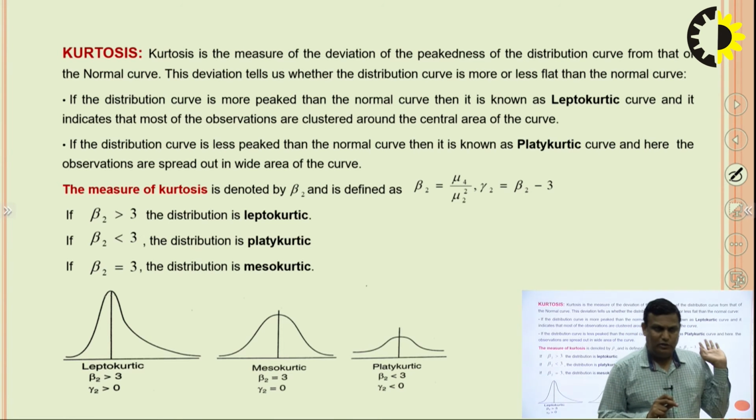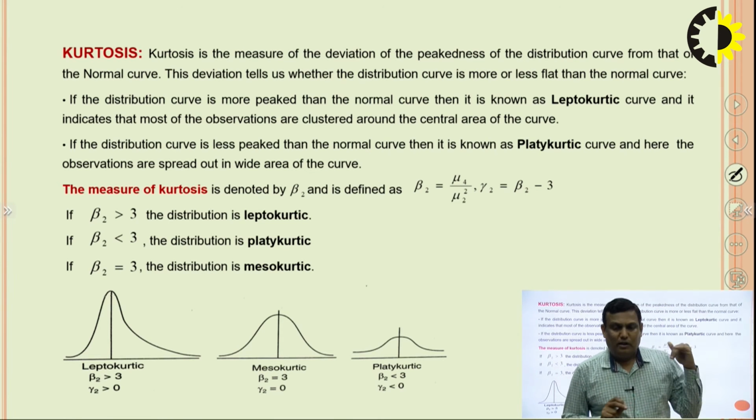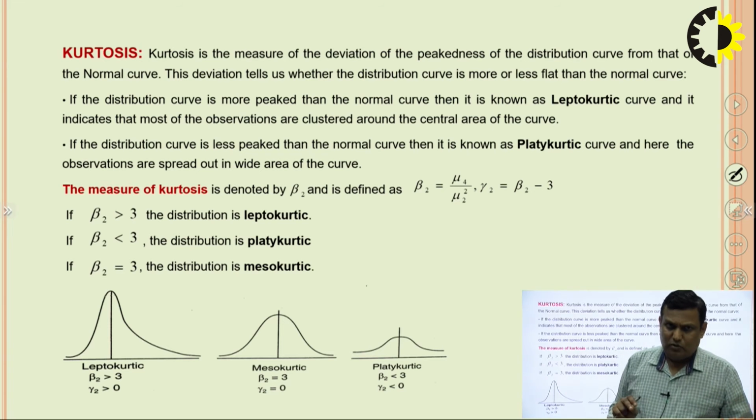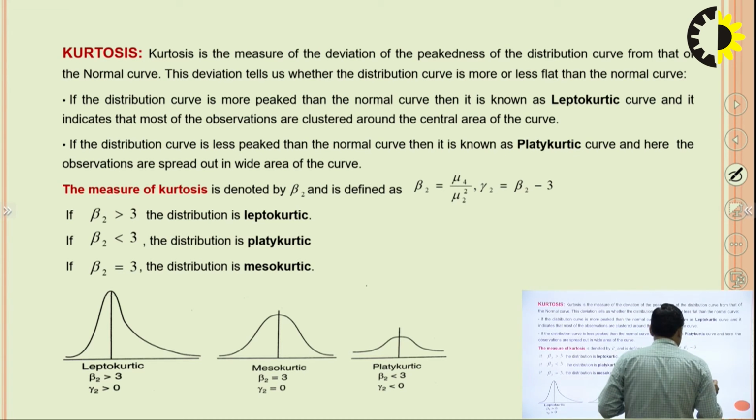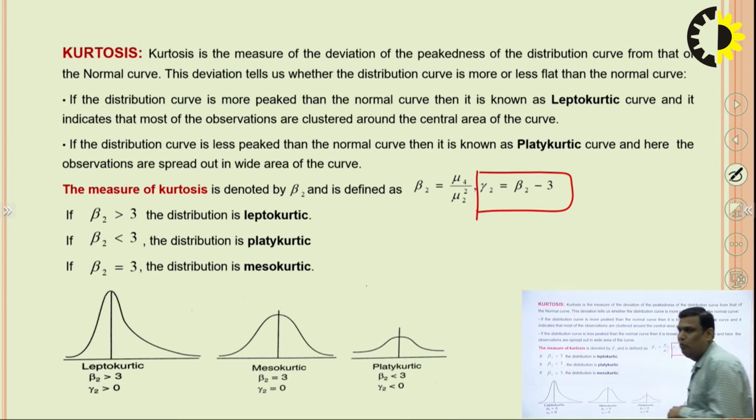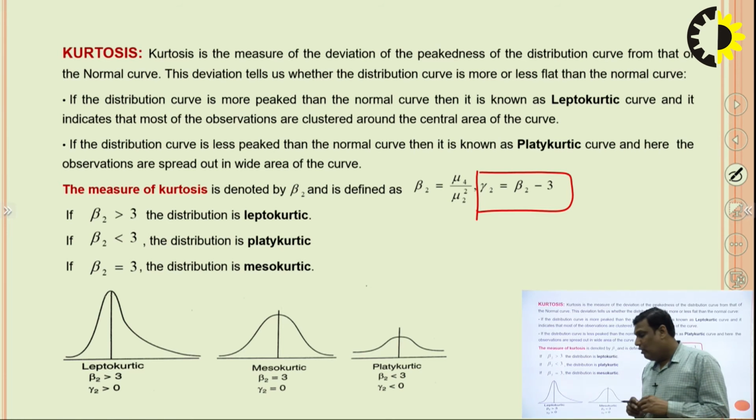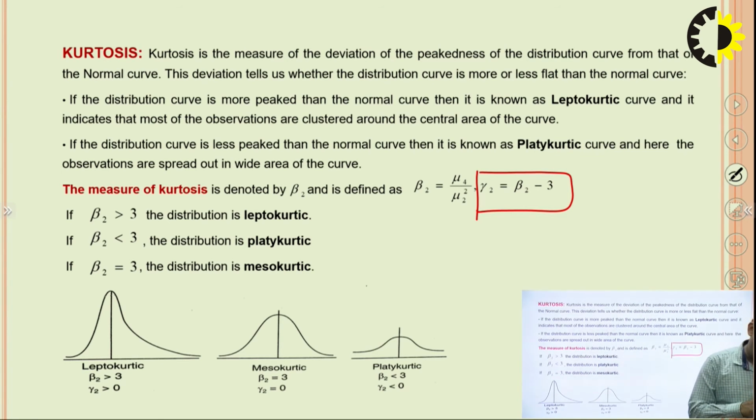And here we also have to discuss beta 2 as well as gamma 2. What is the value of gamma 2? Gamma 2 equals beta 2 minus 3. Skewness is defined as gamma 1 and kurtosis is defined as gamma 2. Gamma 2's value is beta 2 minus 3. It all comes from the beta and gamma coefficients.